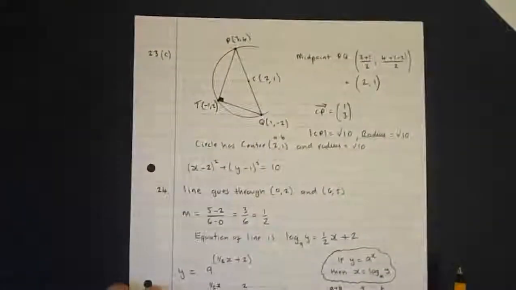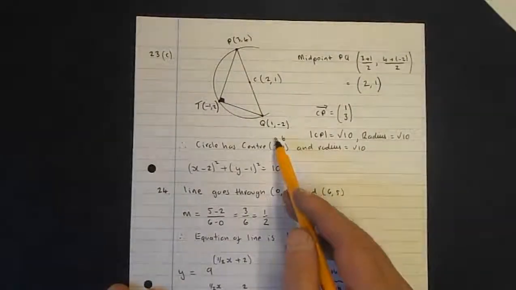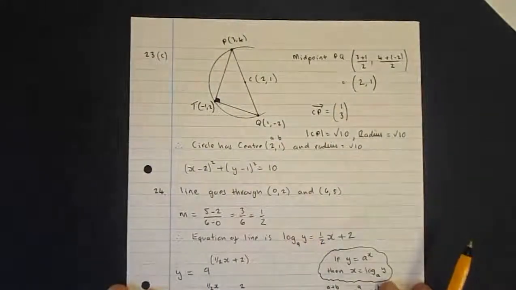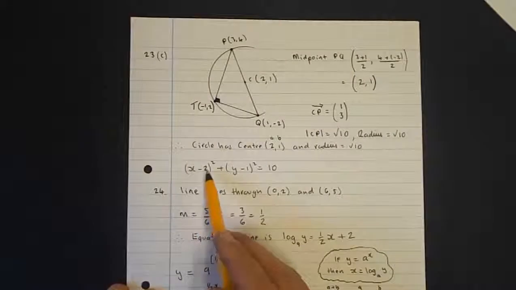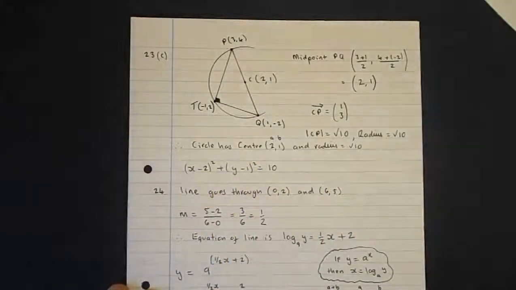So just to summarise, with a circle, centre (2, 1) and radius root 10: (x minus a) squared plus (y minus b) squared equals r squared, and that's straight from your formula sheet. (x minus 2) squared plus (y minus 1) squared equals root 10 squared, which is 10. Okay.